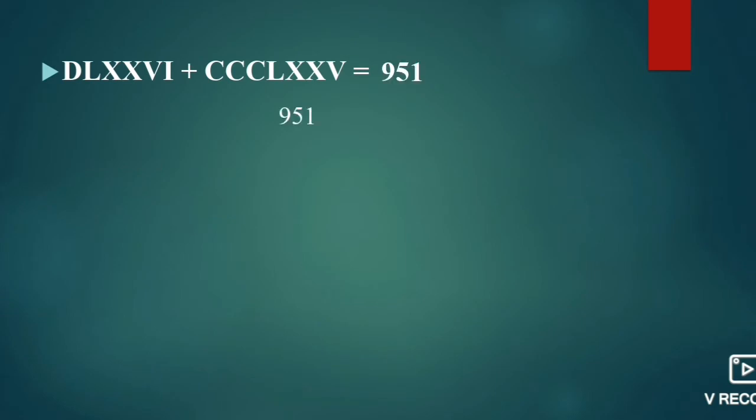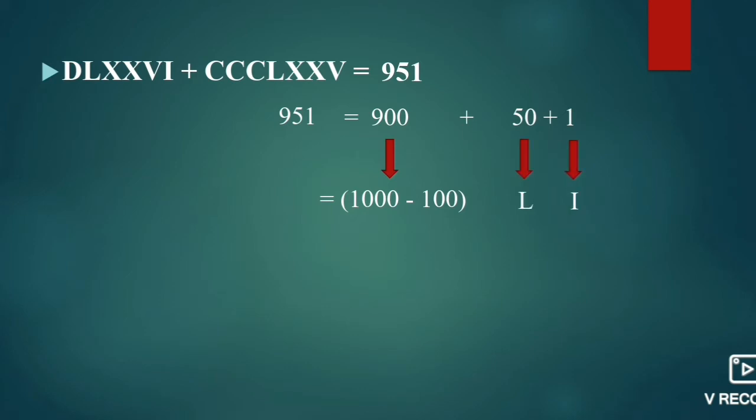951 can be expanded as 900 plus 50 plus 1. In terms of Roman numerals, 900 can be written as 1000 minus 100. The Roman numeral for 50 is L and the Roman numeral for 1 is I. Now, the Roman numeral for 1000 is M and the Roman numeral for 100 is C.